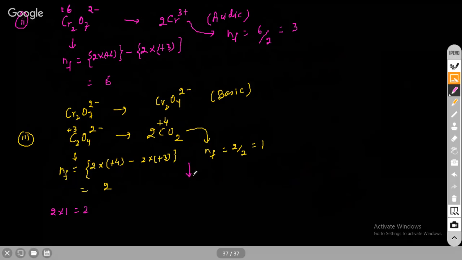Here the number of equivalents will be what? Number of moles is 2. N factor we have to find out, and that is equal to 2 from this relation. So n factor is what? 1, which is also what we are getting here. So anyway you can do this.